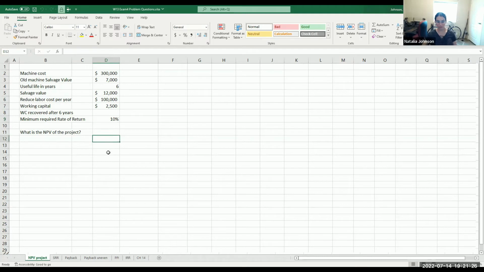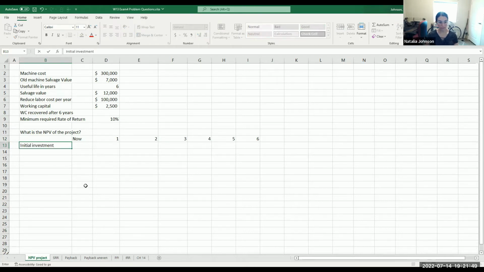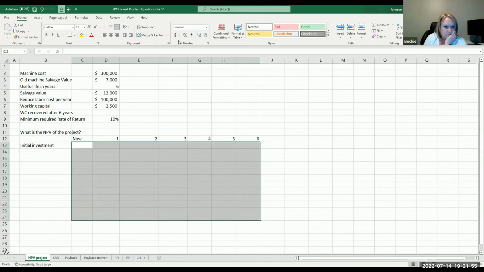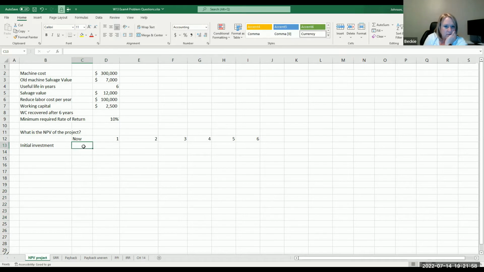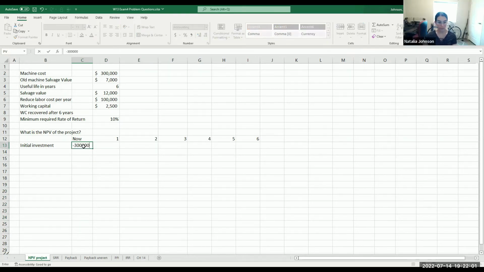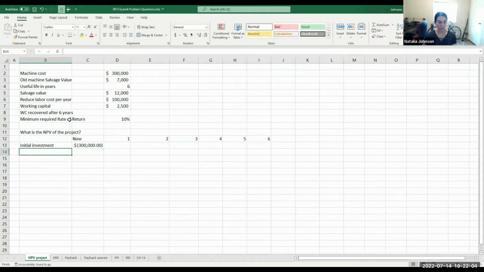So for this one, we can use the table. We can do now, and then 1, 2, up to 6 years. I'm gonna move it here. So the first thing is the initial investment. And what would be the initial investment? 300,000. Yeah. And we're writing negative. Now we have the salvage value of the old machine.